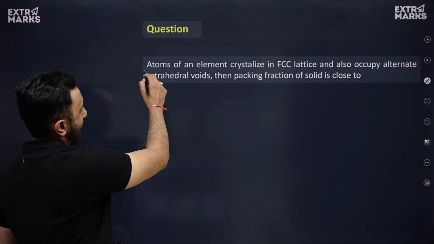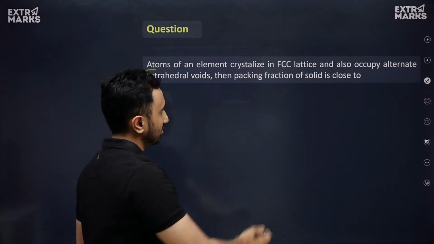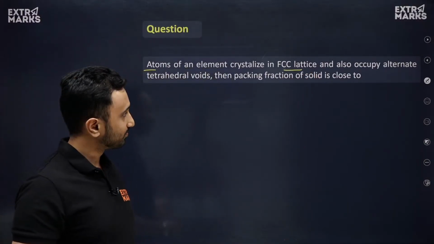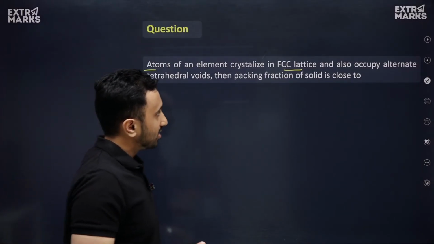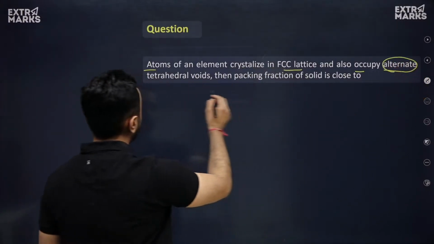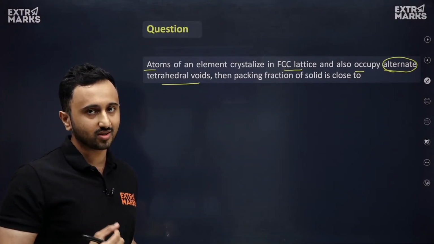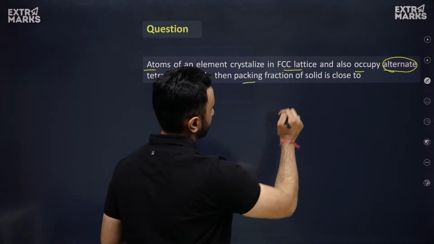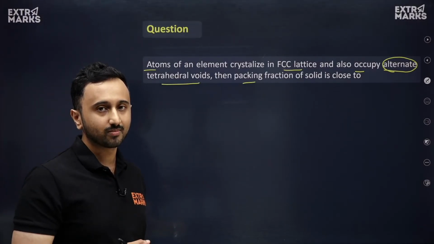Okay, so atoms of an element crystallize in FCC lattice. So that means this question is from solid state, right? Okay, so here we have one FCC lattice and they also occupy alternate tetrahedral voids. So this is a modified version of FCC. Then what is the packing fraction of this solid? That we have to find.